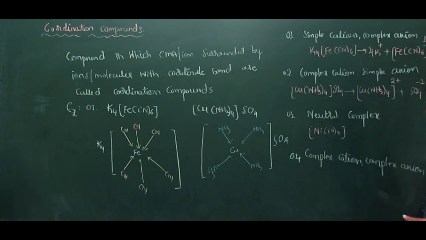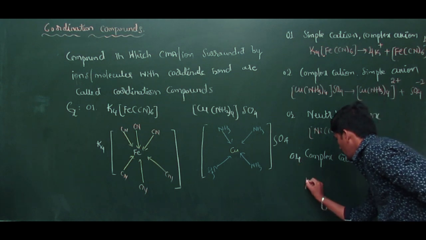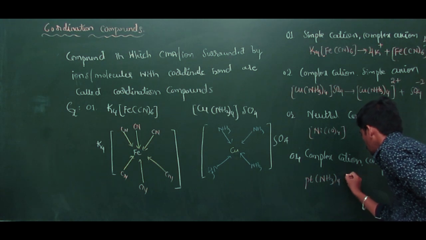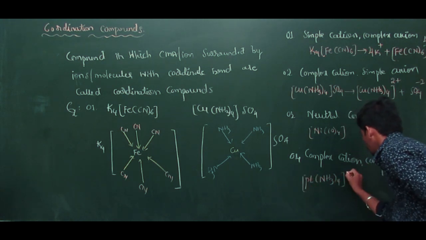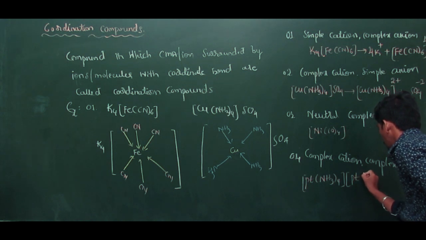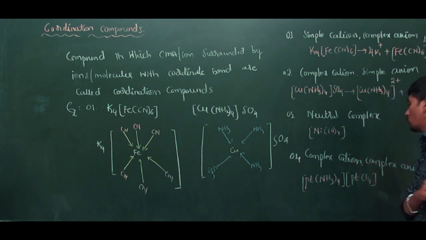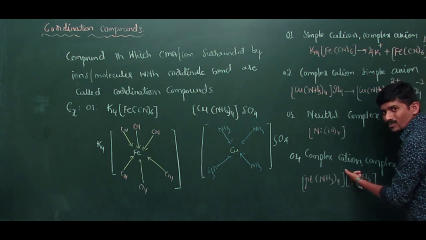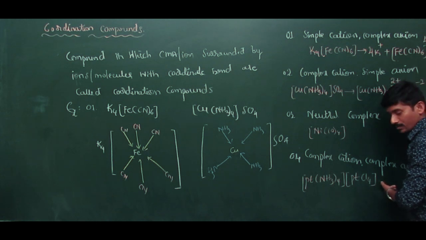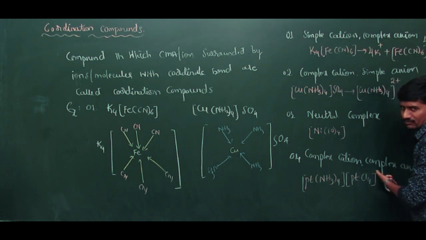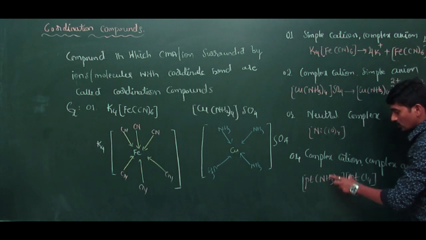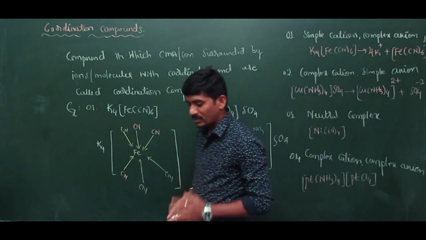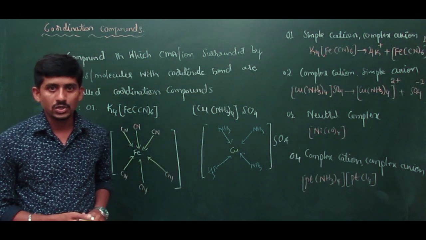For the complex cation as well as complex anion, platinum complex [Pt(NH3)4][PtCl4]. This complex cationic part which carries +2 charge and the anionic complex which carries -2 charge nullify each other and form a compound with complex cation as well as complex anion. Right? So this is the overall brief introduction about coordination compounds.